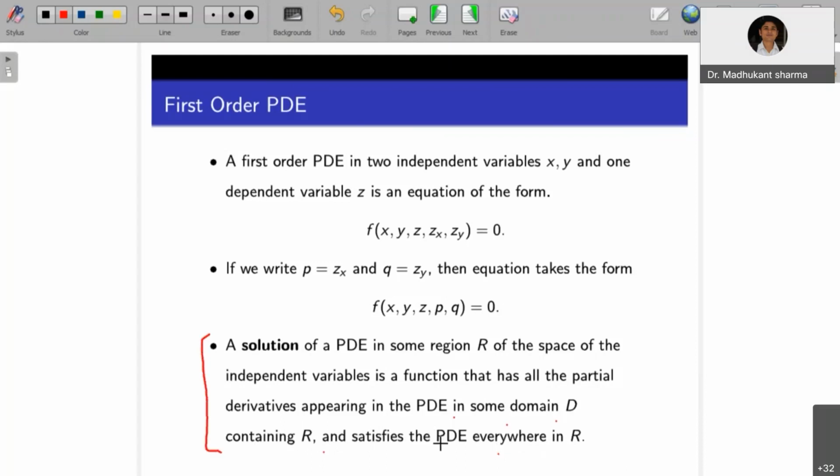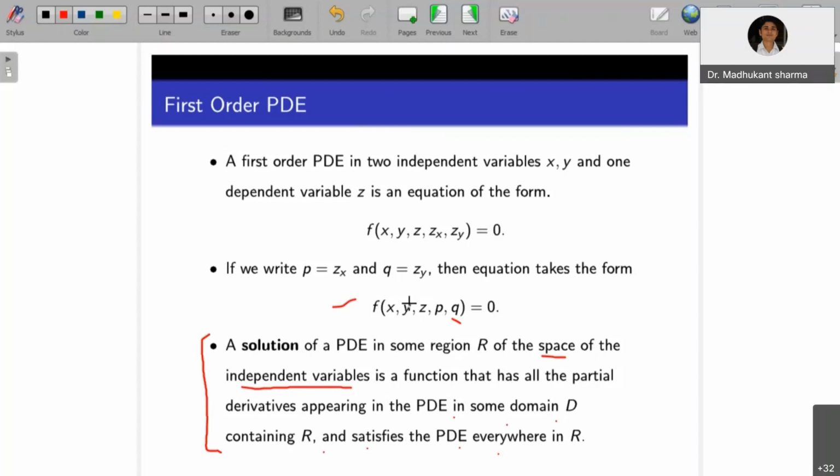I hope this is a general statement, not only for first order PDEs. It is the statement for any order, with any higher order PDE as well. The space of the independent variables may have two independent variables, three independent variables, and so on. It will be a function that has all the partial derivatives; here first order partial derivatives occur, and it should satisfy the PDE everywhere. This is a very rough statement. What type of conditions are required, we will see later.